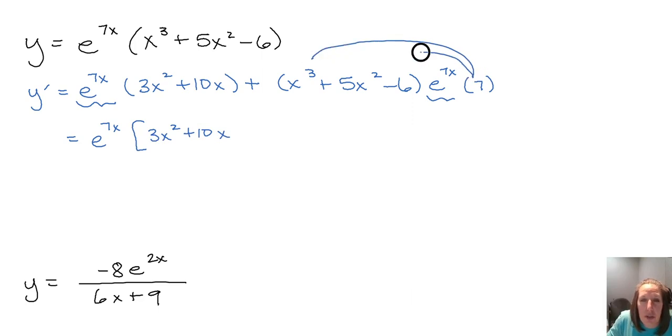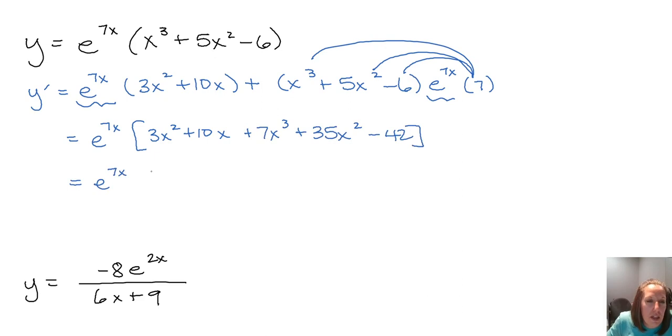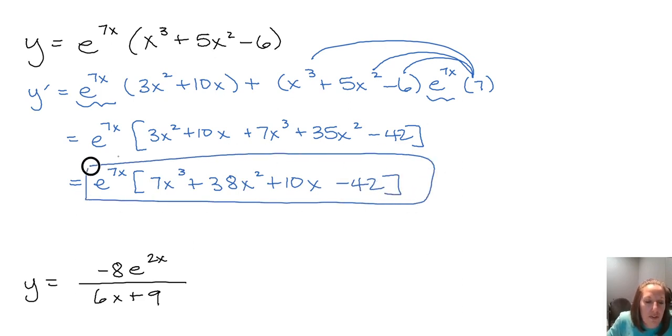I'm going to go ahead and distribute that 7. So we'll get 7x cubed plus 35x squared minus 42. And then just combining like terms and writing that polynomial in standard form, we get 7x cubed plus 38x squared plus 10x minus 42. And that would be our derivative.